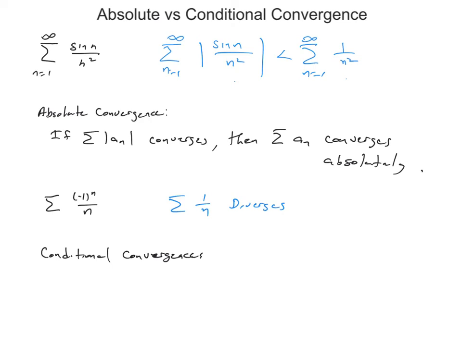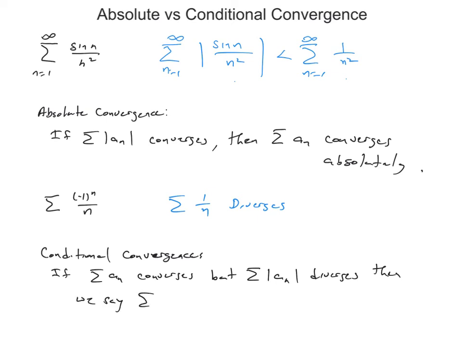So the other thing we have is what's called conditional convergence, okay? And what that says is this: if the series a sub n converges, but the series where the absolute value of a sub n diverges, then we say that that series a sub n converges conditionally.